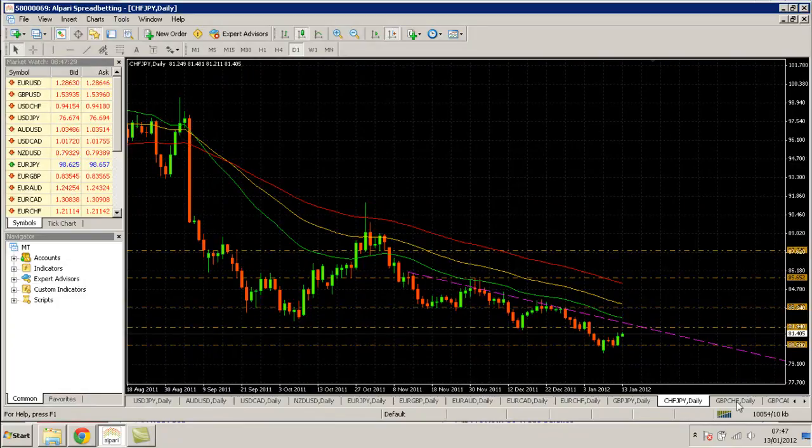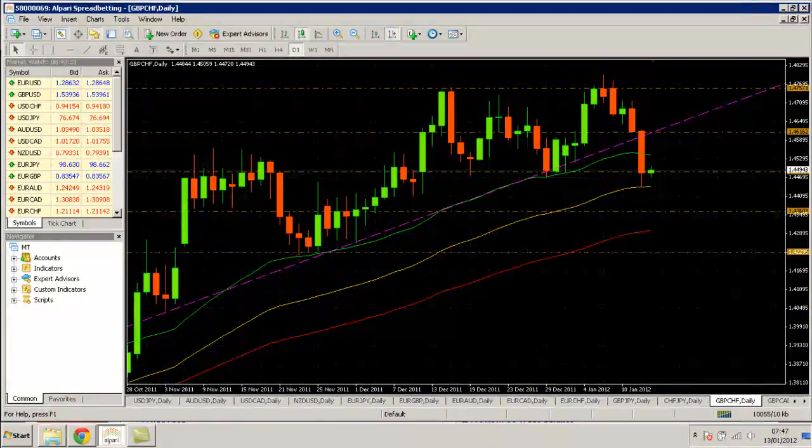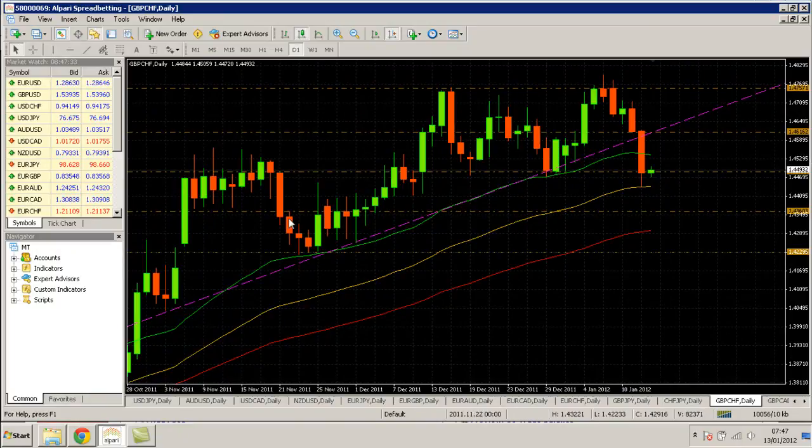Okay, let's have a look at pound Swiss. Again, it was bouncing up and down.